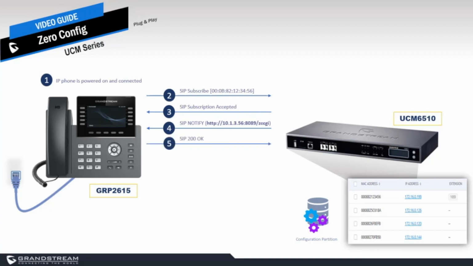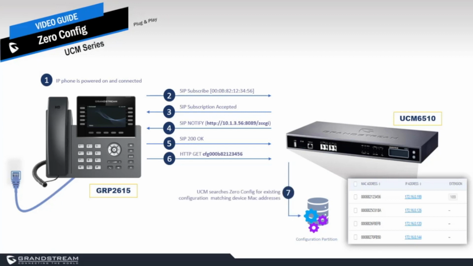So upon receiving the configuration URL, the IP phone will acknowledge reception with a 200 OK and update its config server path with the new URL provided by the UCM. Then it will initiate an HTTP or HTTPS connection with the UCM to request the config file via HTTP GET using the name of the config file, which includes the local MAC address of the IP phone.